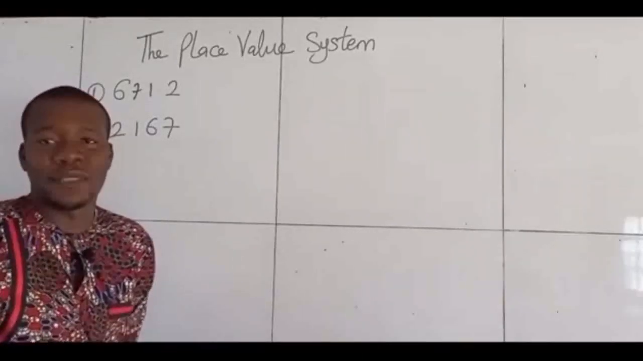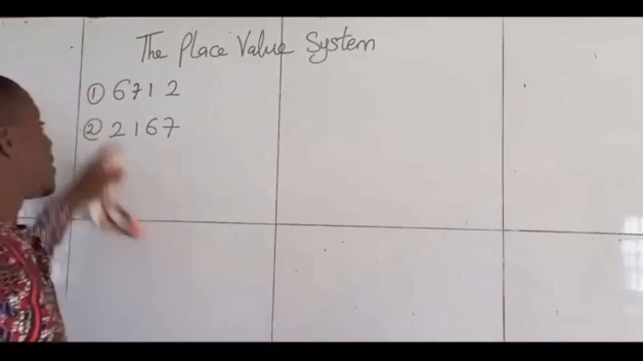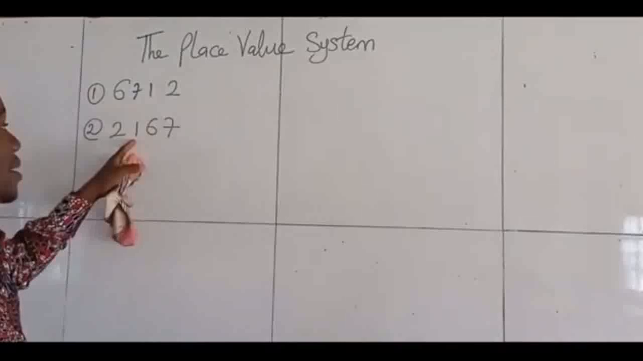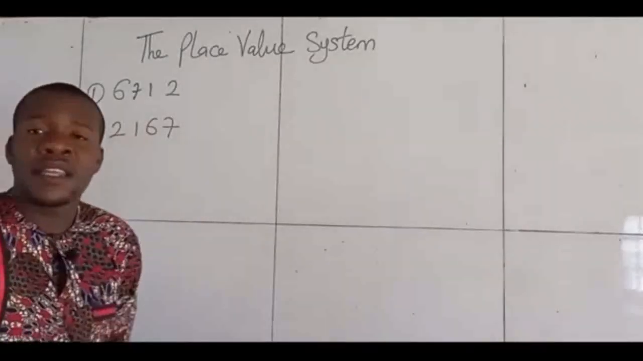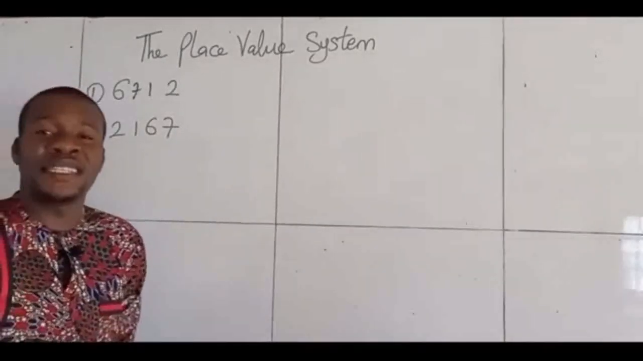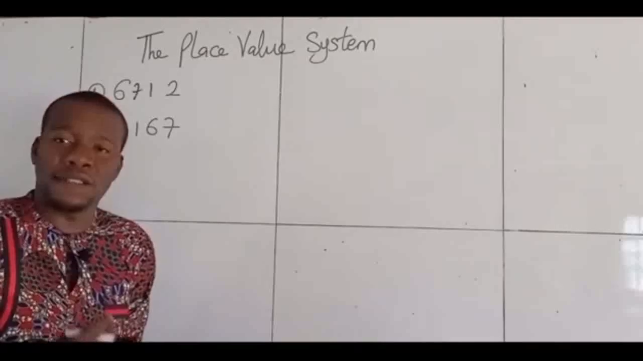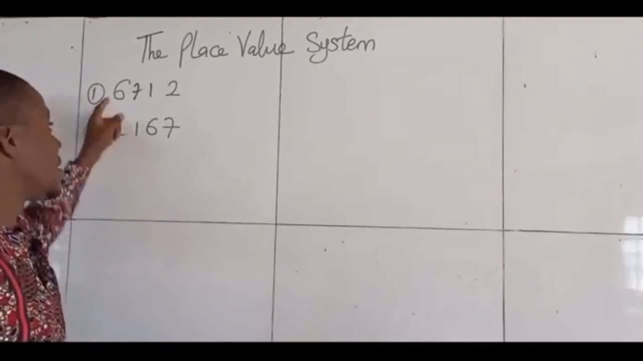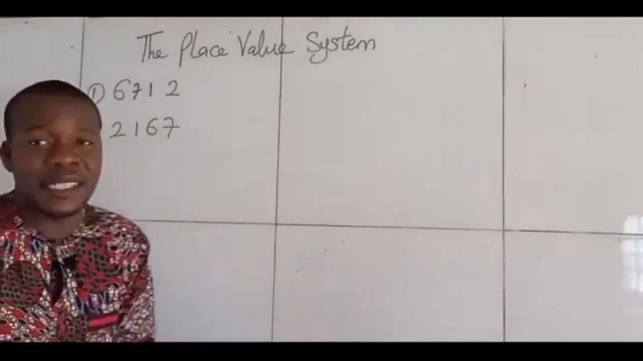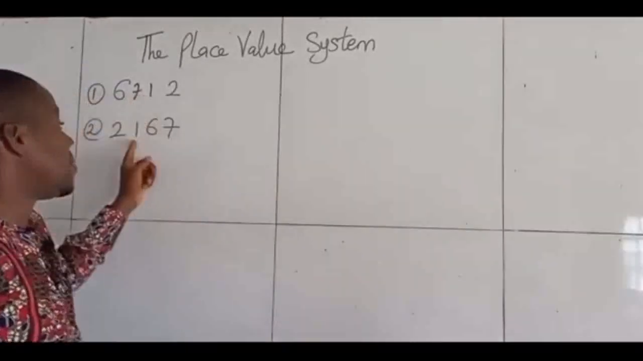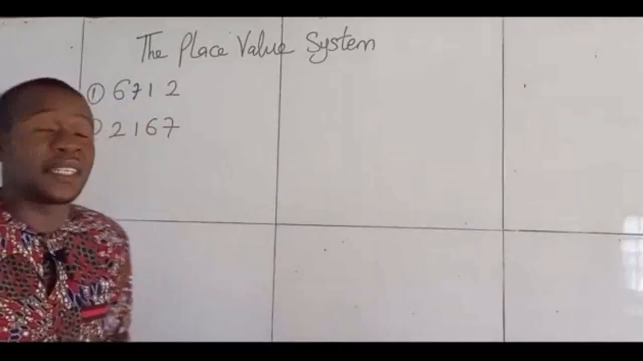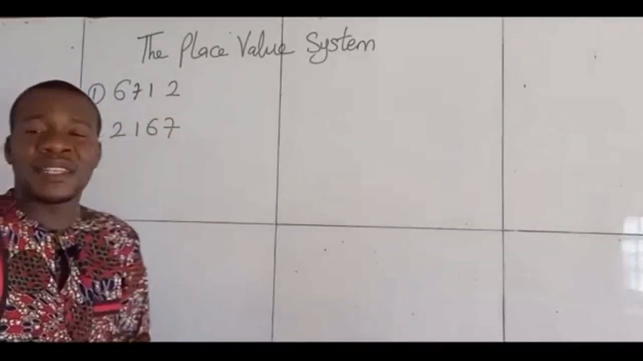are in different positions. 6 is here, 6 is here, different position. 1 is here, 1 is here, different positions. That means that the position of a digit determines the value of the digit. Therefore, the 6 and the 6 here are not the same thing. The 1 and the 1 here are not the same. The 7 and the 7 here are not the same. The 2 and the 2 here are not the same.